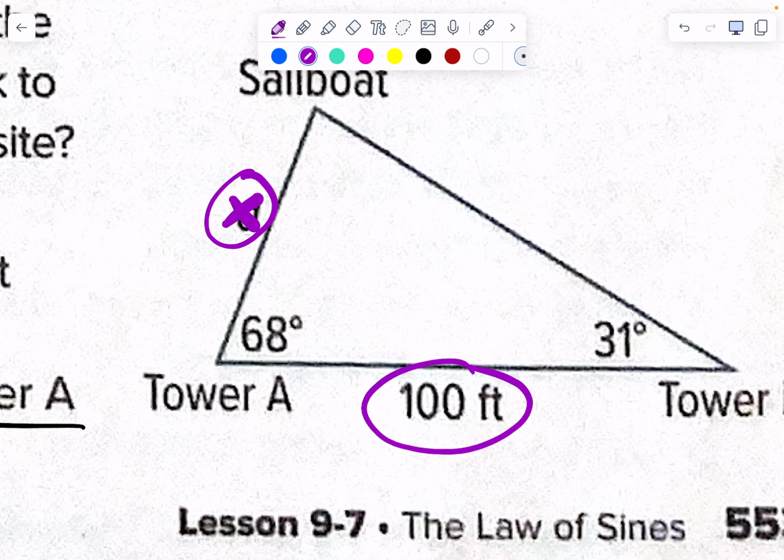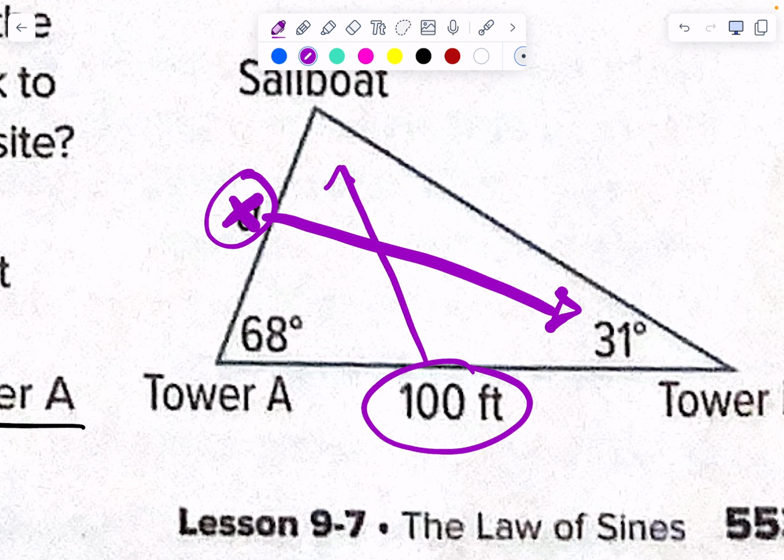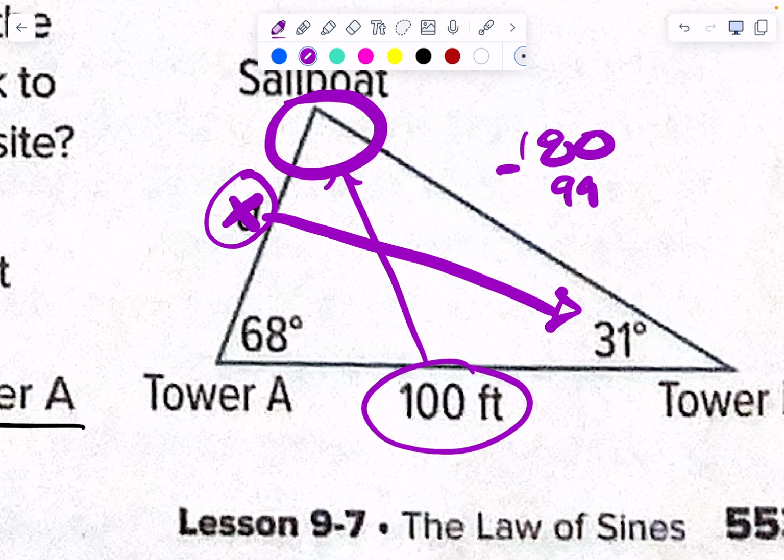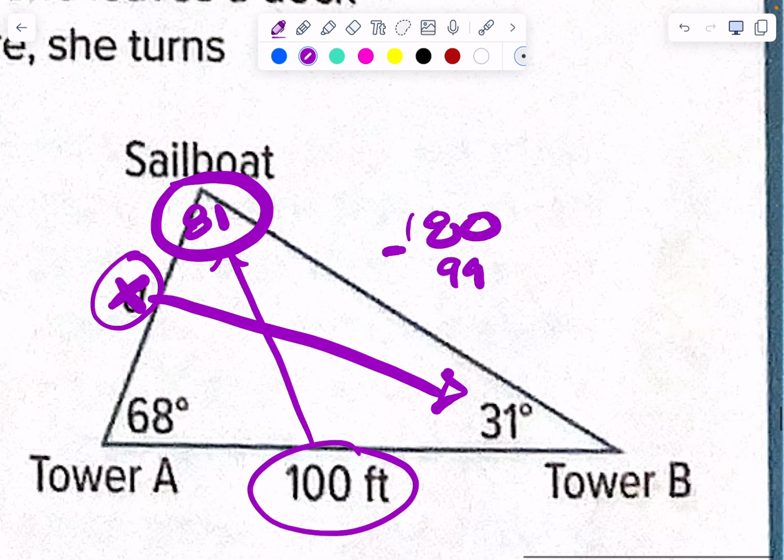Okay. All right, those are my two sides. If we go angles opposite, so if I'm looking at X here, angle opposite is 31 degrees. I have to use him. If I have 100, I have to use the angle opposite 100, which is, I don't know how big. 180 minus those two. 180 minus 99. 81 degrees. Okay, let's set it up.